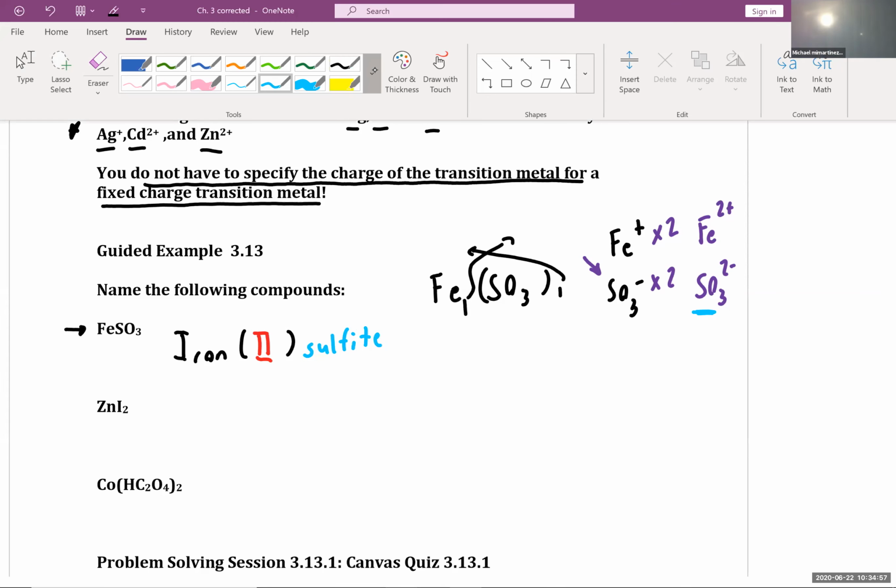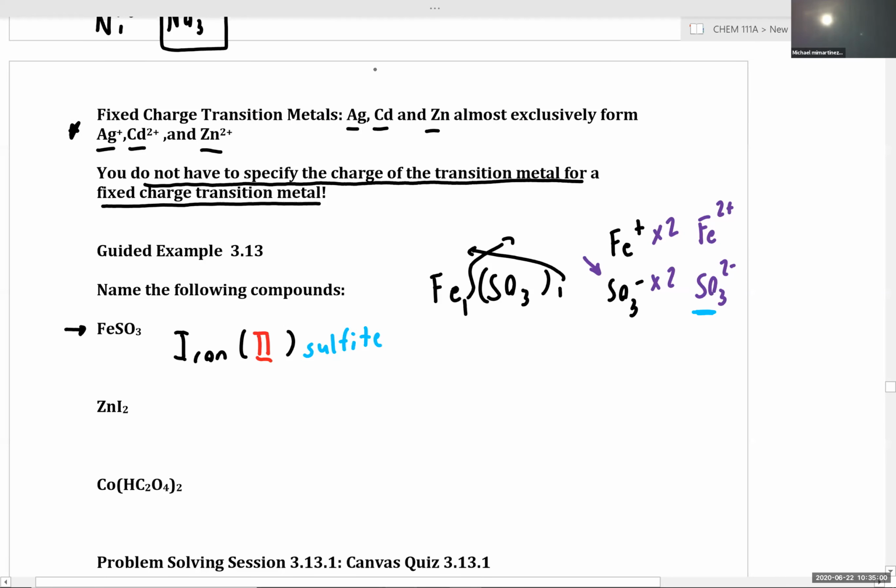Let's look at another example. Zinc iodide. In naming this, first and foremost, let's do our charge analysis. So we cross our subscripts. That gives us zinc 2+ and I-.